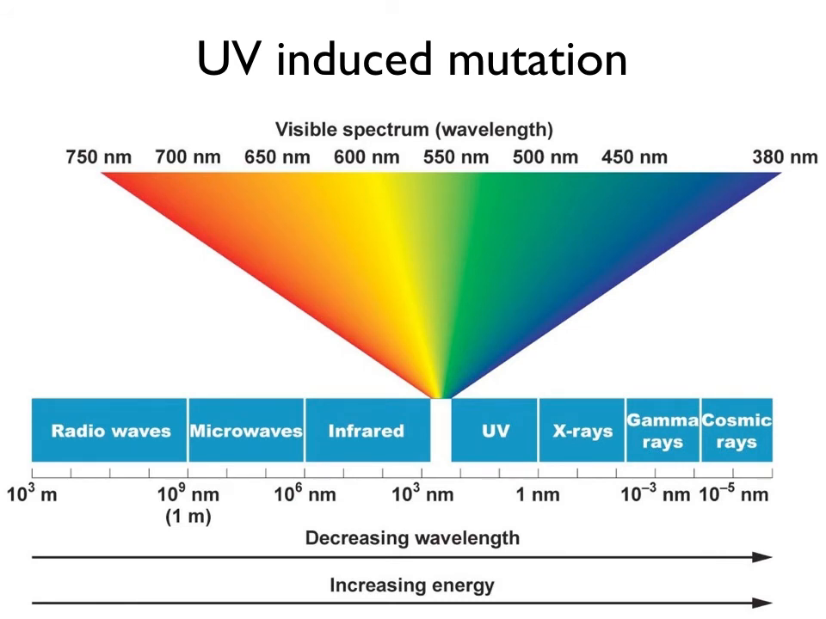Okay, now I'm going to talk to you briefly about how UV light induces mutation. If we look at the visible spectrum of light, that's a very narrow range in the 750 to 380 nanometer range. To the left, you'll see there's infrared, microwaves, radio waves. Those are things with high wavelengths and low energy. If you go to the right, you get to UV, X-rays, gamma rays, cosmic rays. Those are the things that we start to worry about.